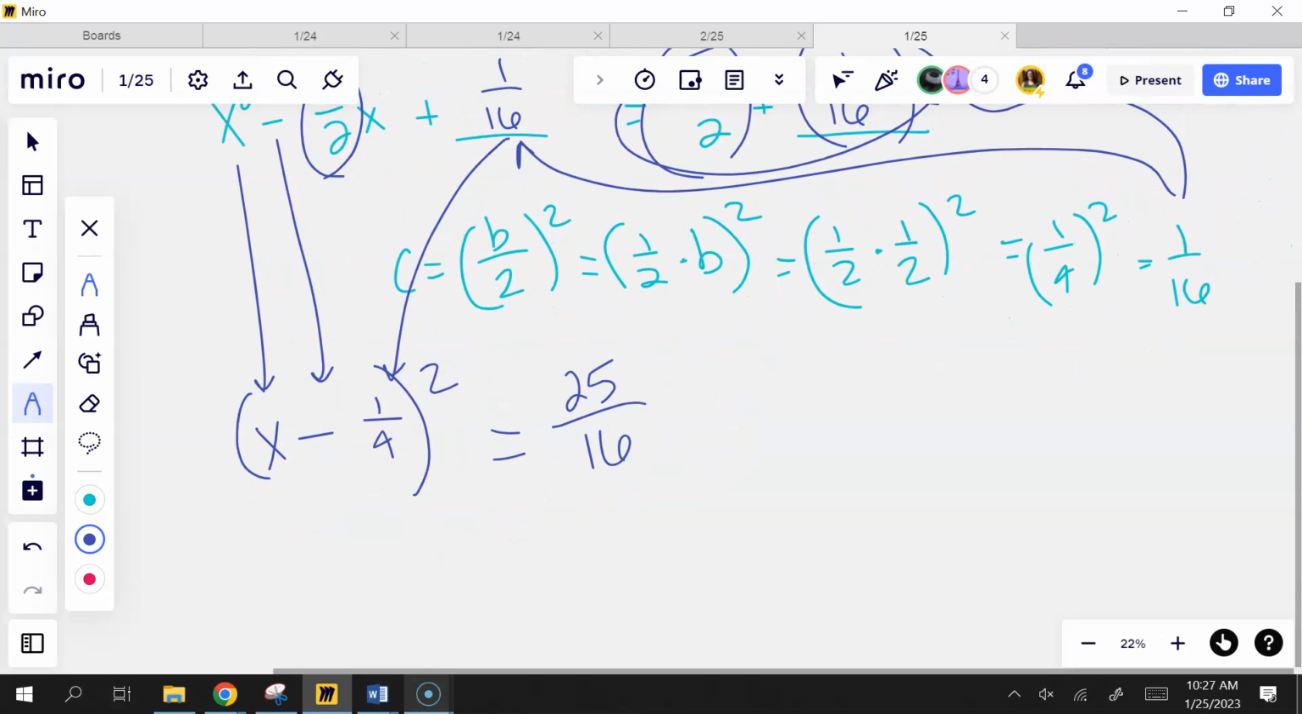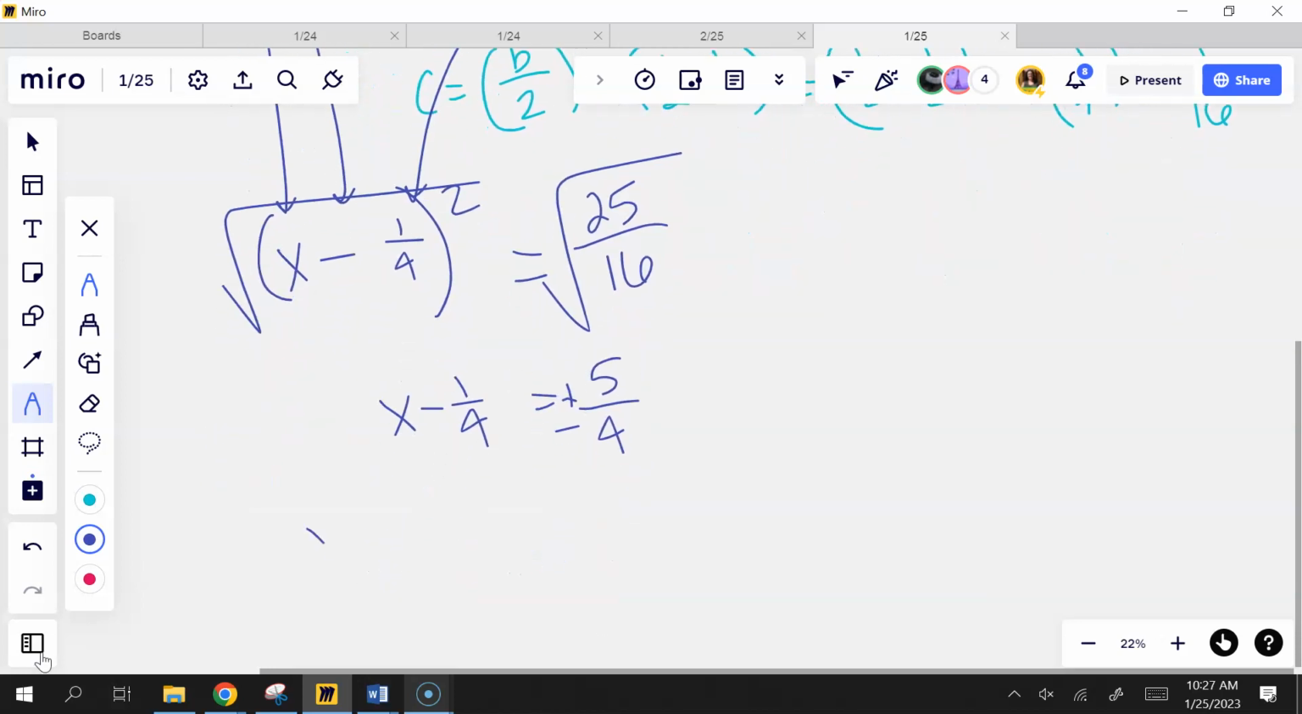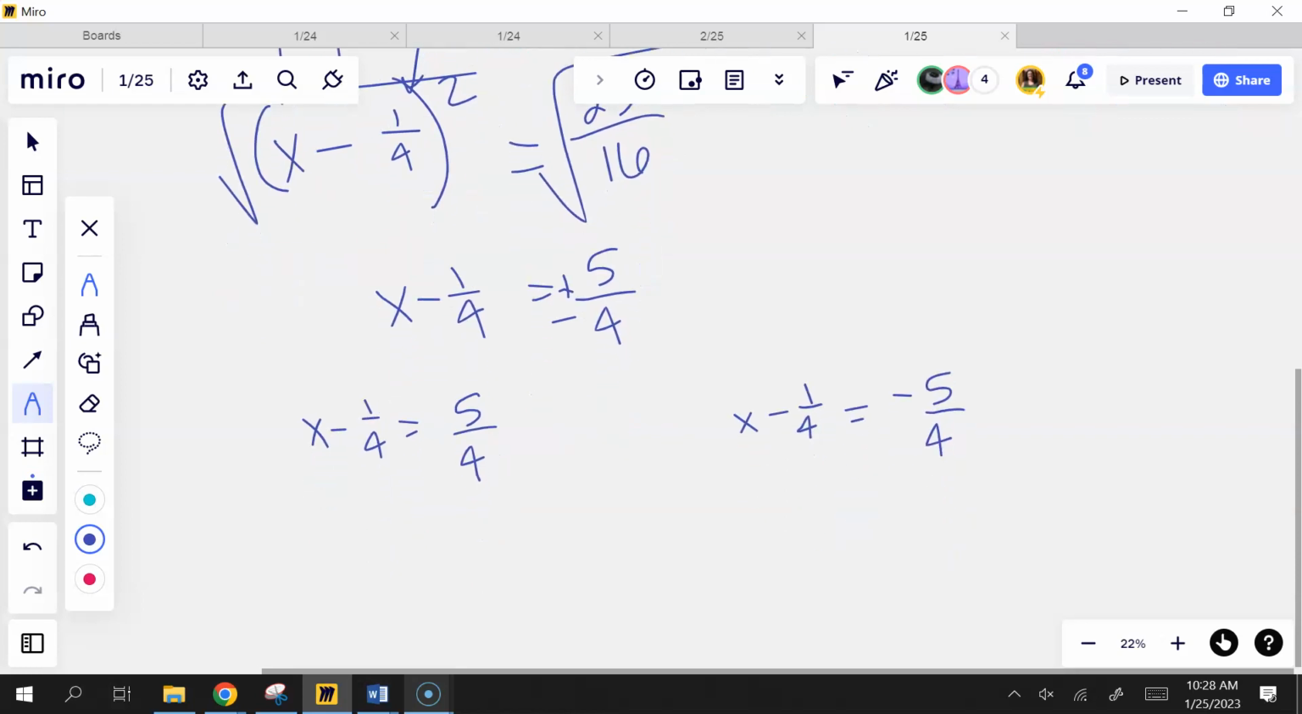Because now whenever I solve, I square root. What's the square root of 25 over 16? 5 over 4, plus or minus. So x minus a fourth equals 5 over 4, and x minus a fourth equals negative 5 over 4. They both have the same denominator whenever I add this fraction, so that's going to make it a lot easier for me as I add.